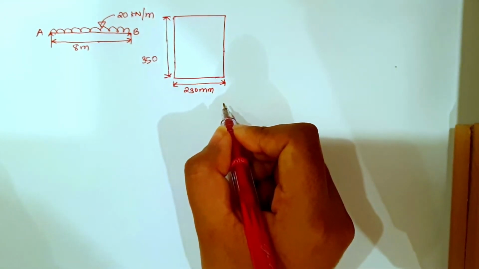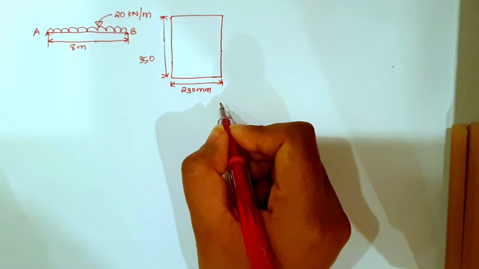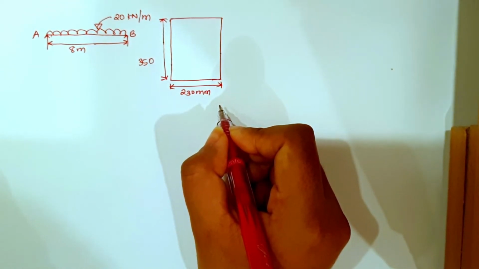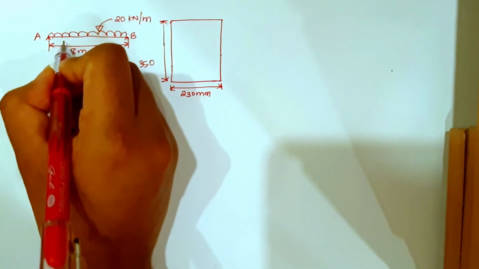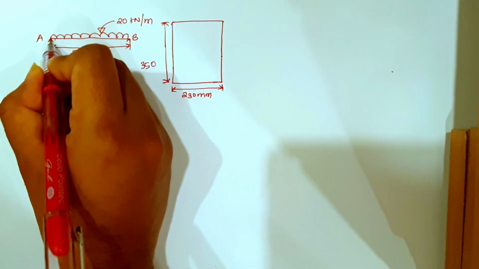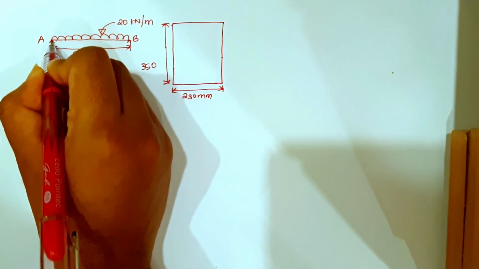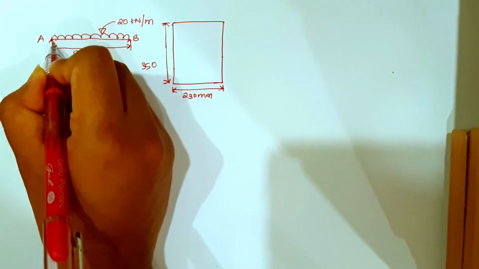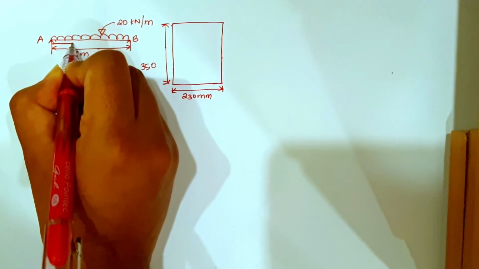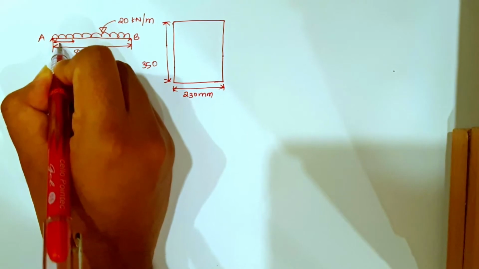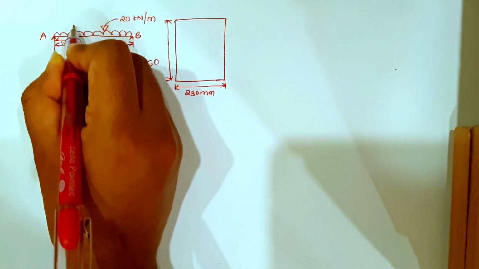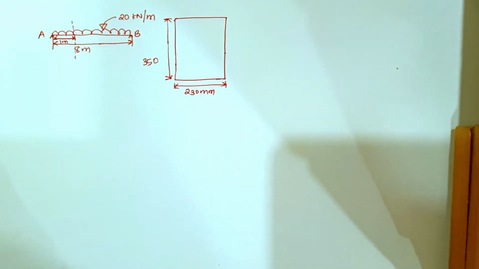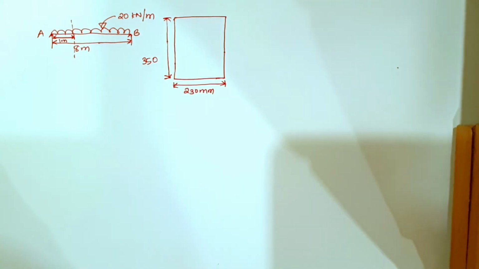So we need to determine maximum shear stress at a section 1 meter from the support. Okay, so 1 meter from the support. Let this be the support, and this be 1 meter. So at this point I need to find the maximum shear stress. Okay, so how do we find it?